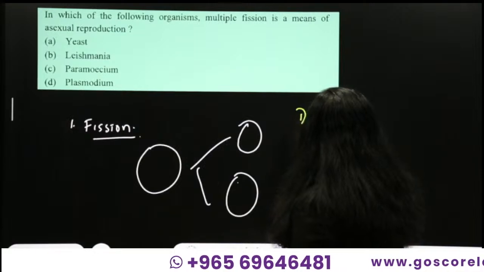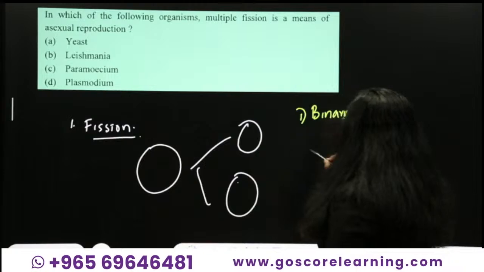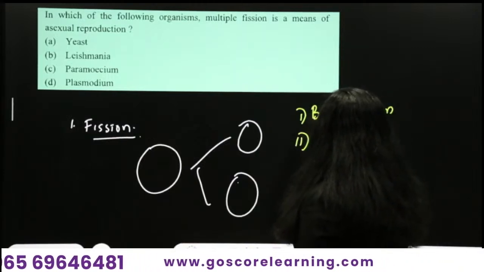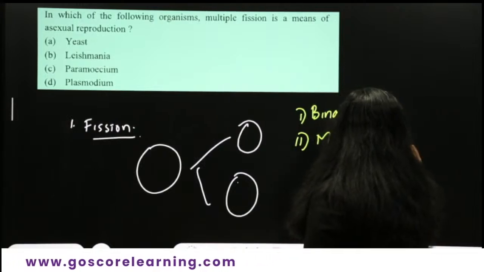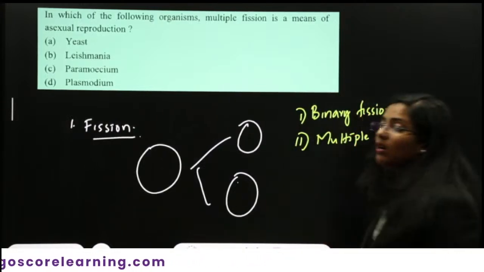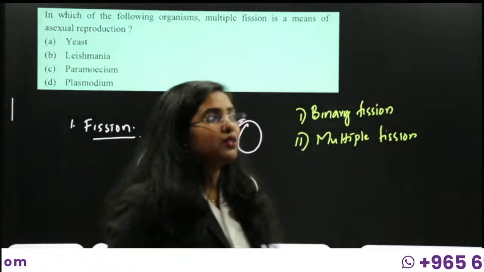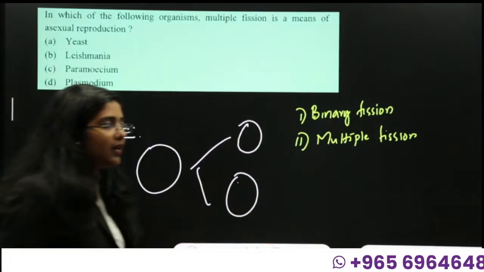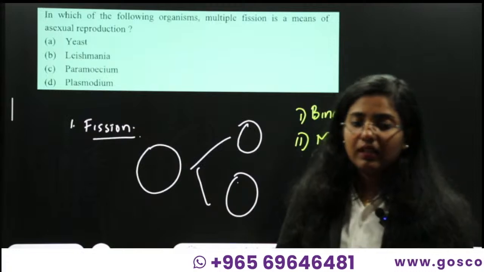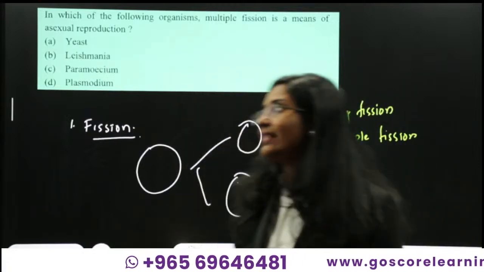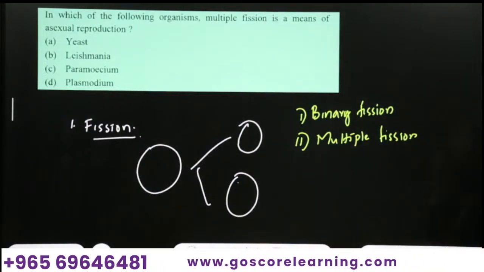Okay, binary fission. Okay, so the second type is multiple fission. What is multiple fission? One body is there with one nucleus. First the nucleus will be repeatedly divided, then after the division of the nucleus, the cell will also be divided, and that results in the formation of different individual cells, or it is formed into one particular organism. So that is about the fissions.